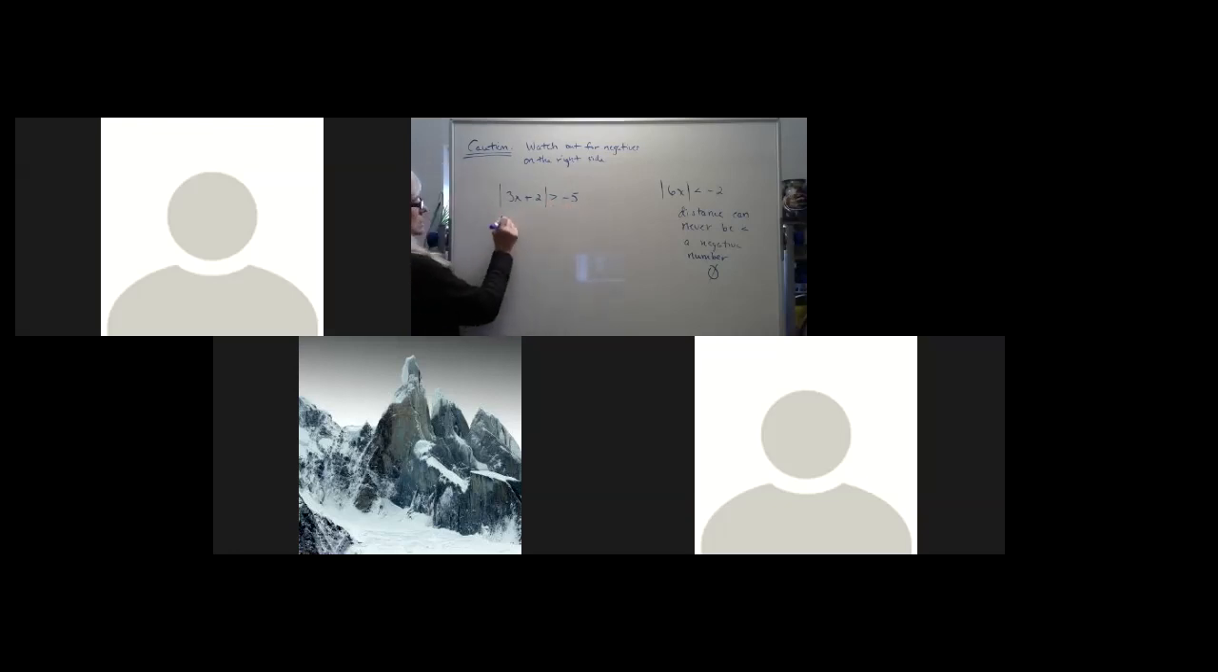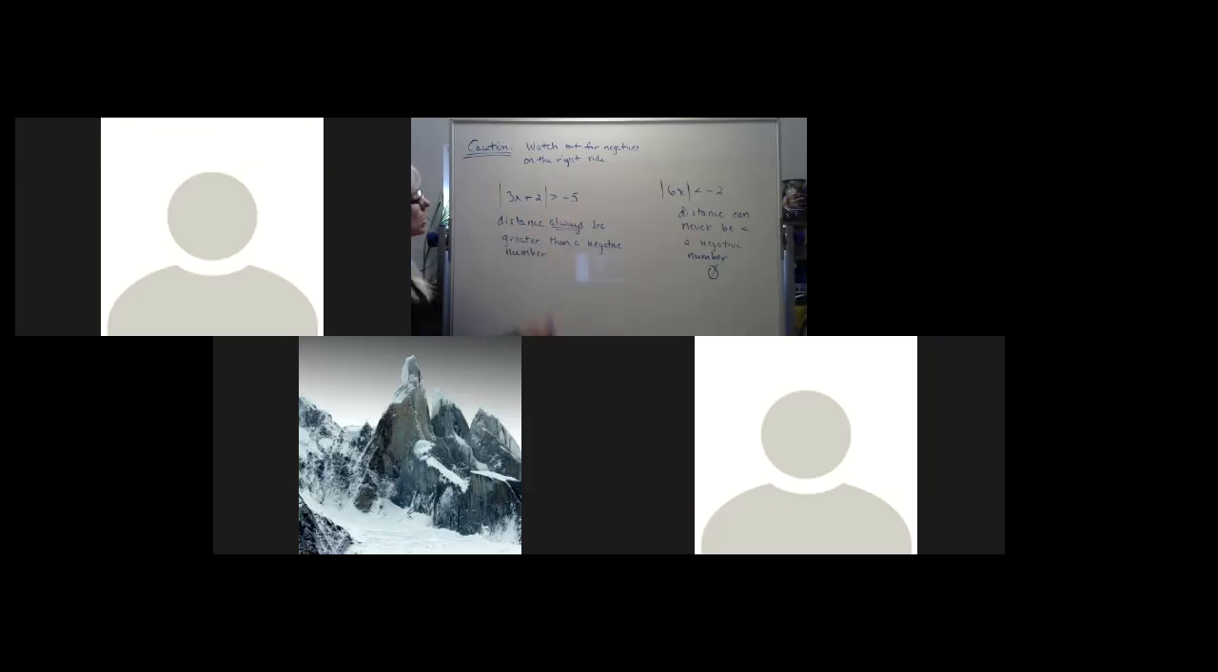So won't the distance always be greater than a negative number? Even if the distance is 0, it's still going to be bigger than a negative number. Okay, so what is that really saying is our answer? Well, this is saying that you can pick any number you want and plug it in for that x. Plug in a 5. 3 times 5 is 15. Plus 2 is 17. The absolute value of 17 is bigger than a negative 5.